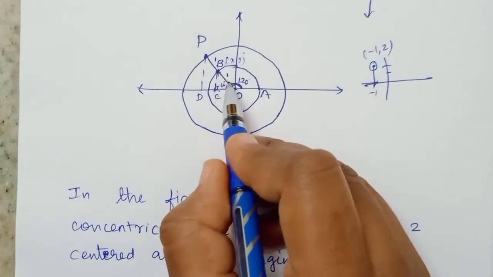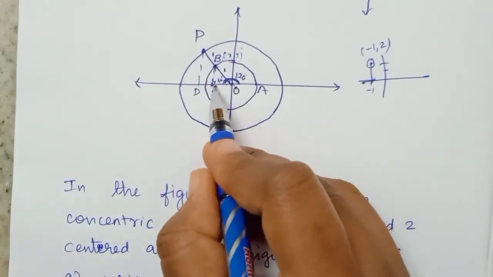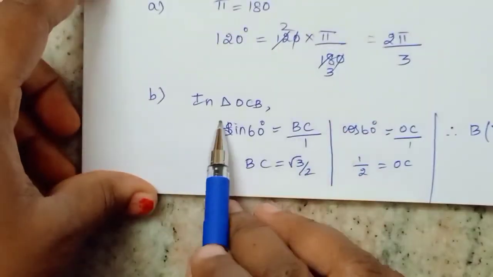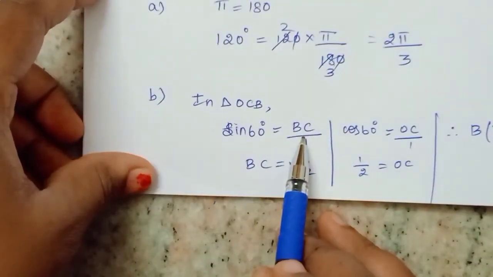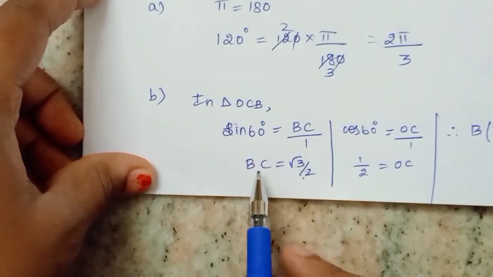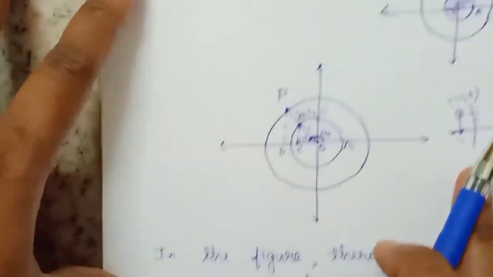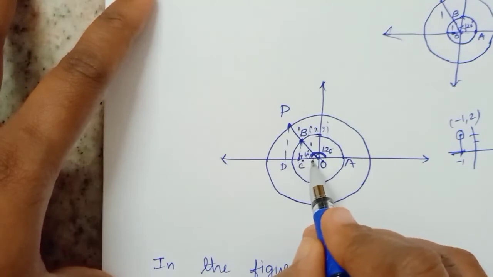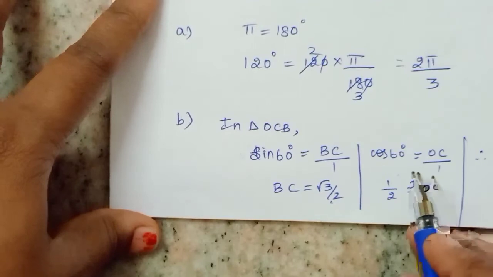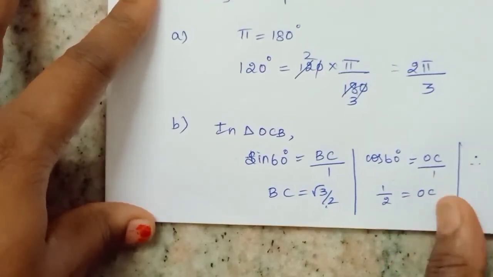The hypotenuse value we know is 1. So in right triangle OCB, sin 60 equals opposite side BC by hypotenuse 1. Sin 60 value is root 3 by 2. So BC equals root 3 by 2. Then cos 60 means adjacent side. The adjacent side is this remaining side OC. So OC by hypotenuse 1. So cos 60 value is 1 by 2. OC by 1 is OC. So OC equals half.